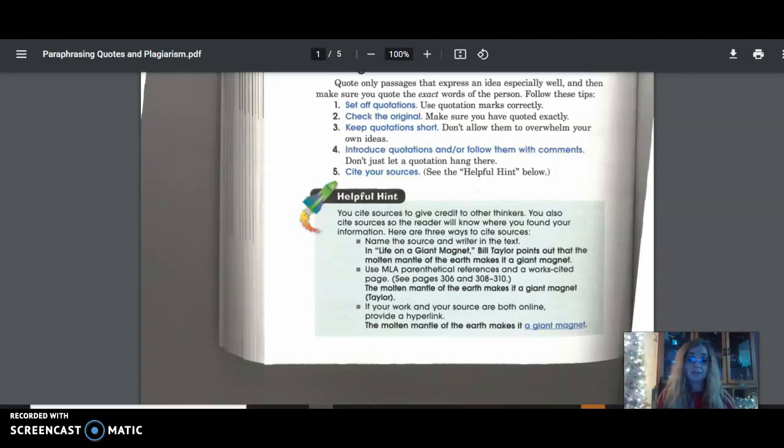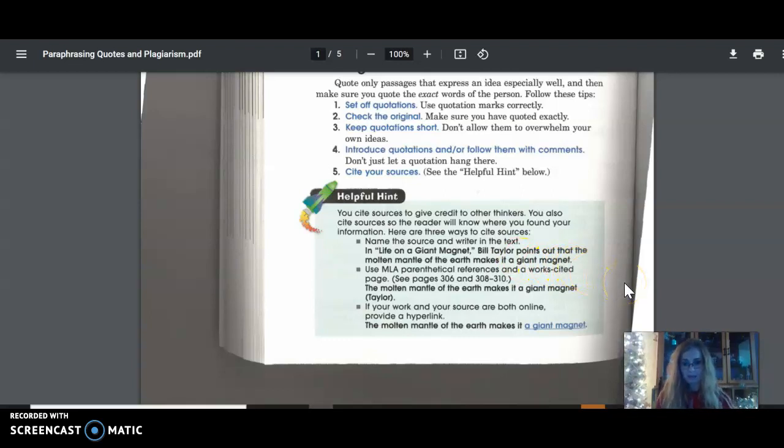The molten mantle of the earth makes it a giant magnet. And so we have another example there, but instead here in this parenthetical citation, we just have the last name, right? Bill Taylor here, we have the last name. Whereas up in this example, we have the author's full name, but we also have the title of the piece where this information is coming from.